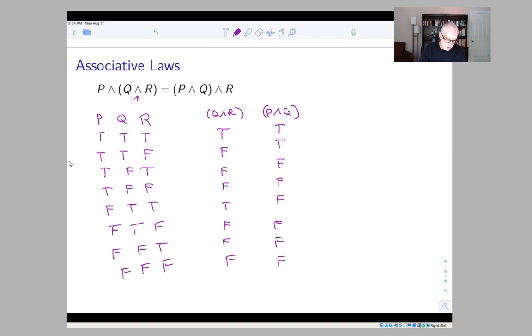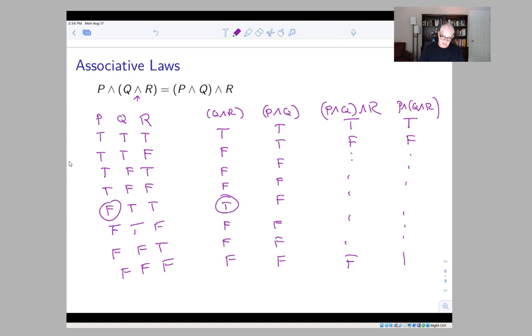And now if I do P and Q and R, it's going to be true, and then everything else is going to be false, because these are all false. And the other one, P and Q and R, well, it's going to be true here, but everywhere else these are all false, and the only place it's true is at this point, but P is false at that point. So again, it's true and then all falses.